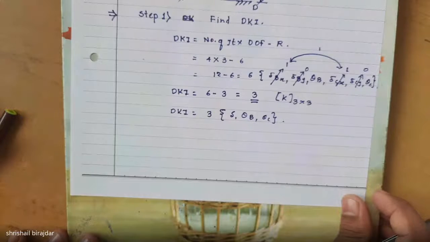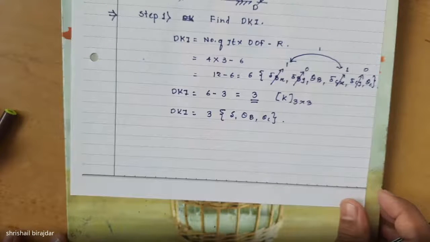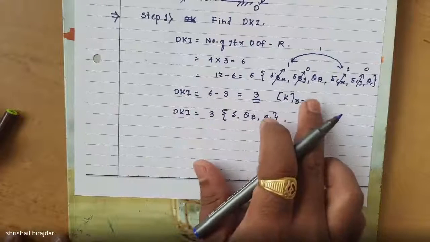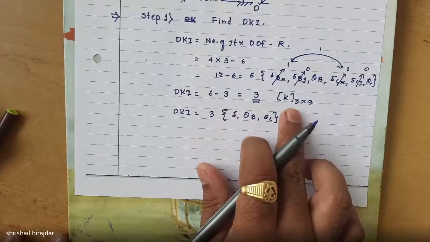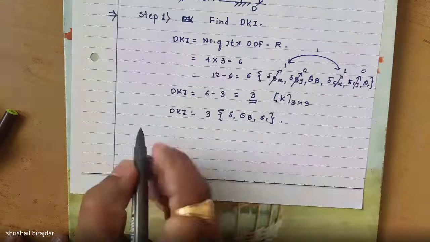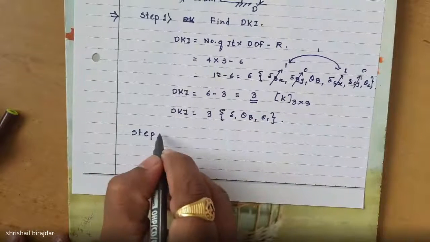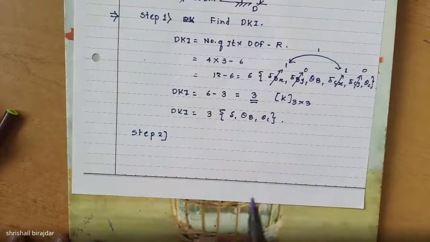On this basis we can easily find out the size of the matrix, which we will get from this particular DKI, and exactly the K matrix is 3 by 3. Then followed with the next step, step number 2. What is step number 2 then?